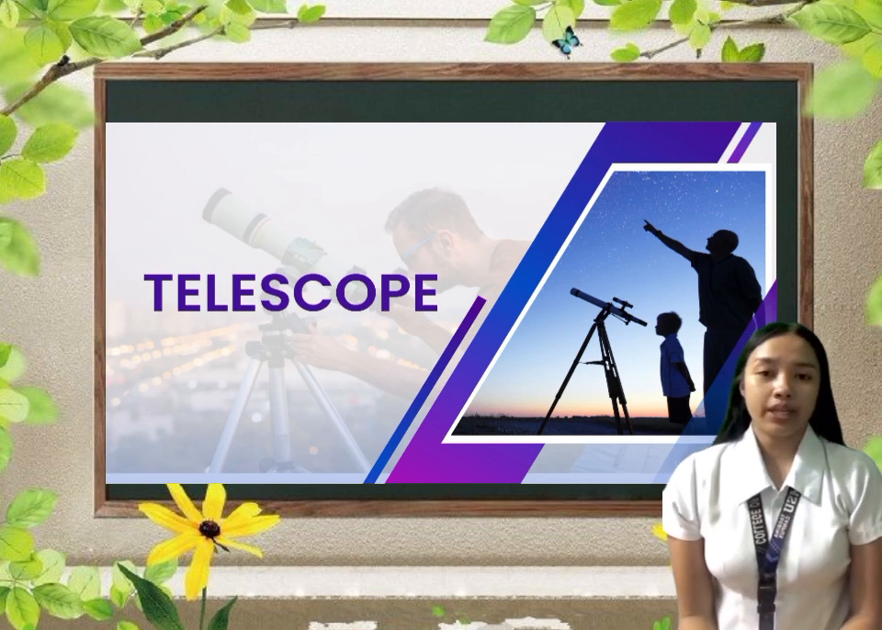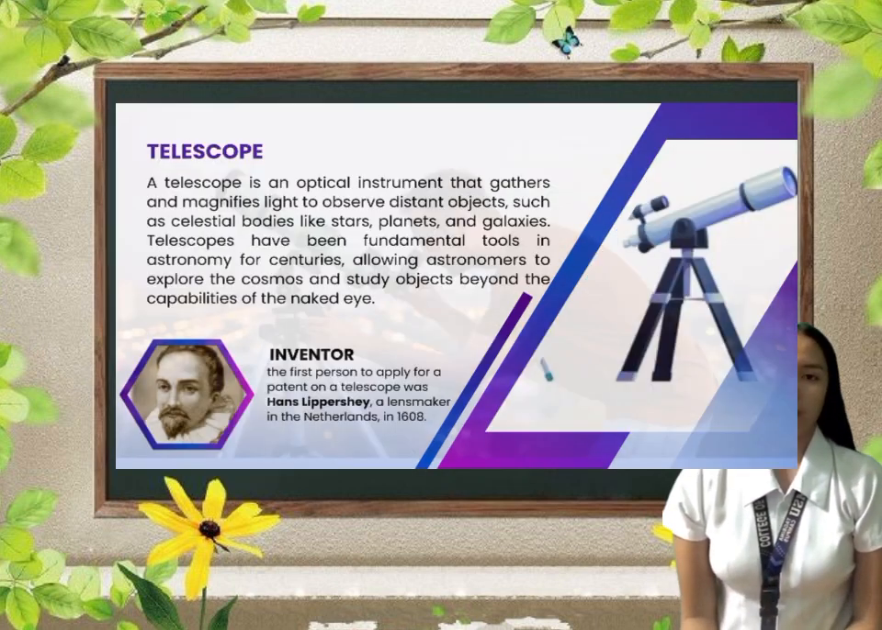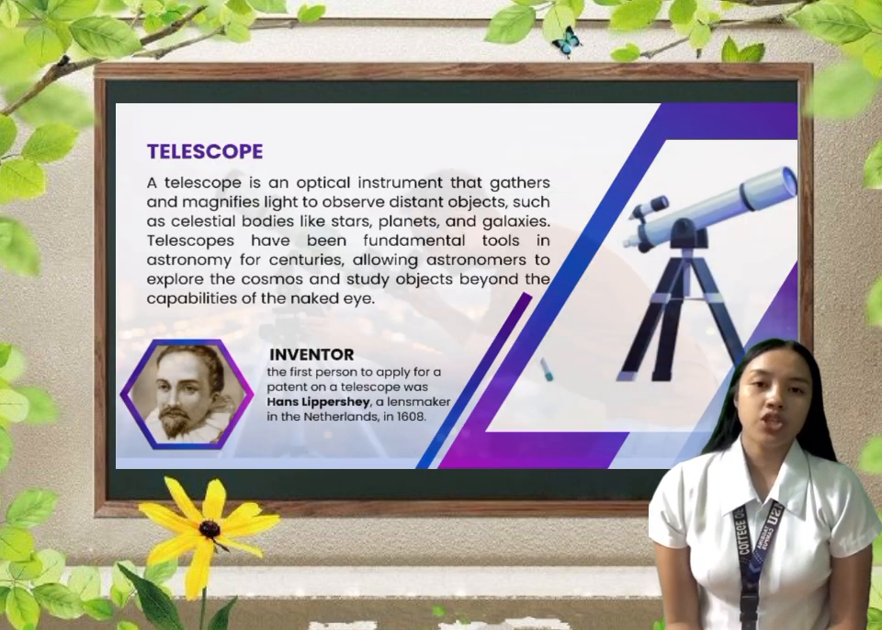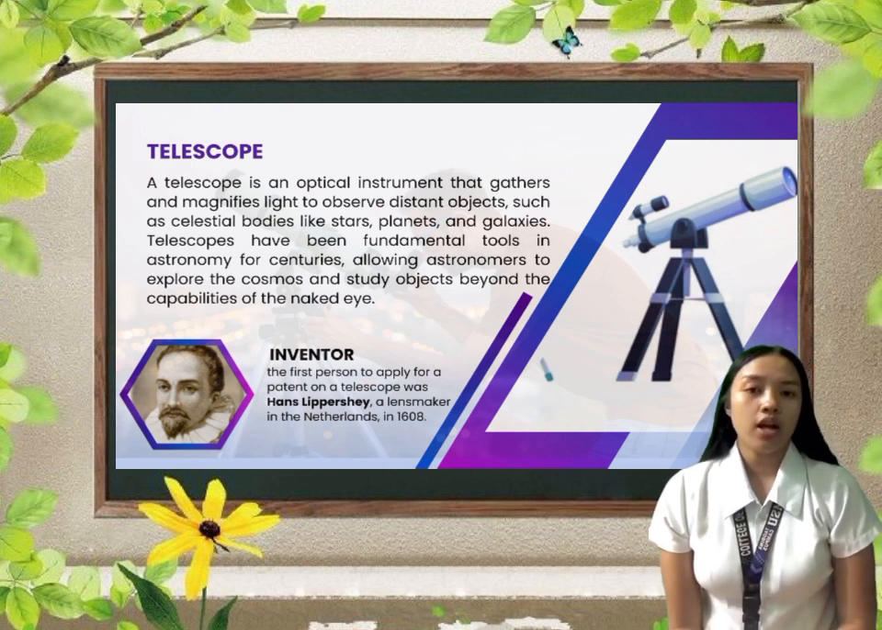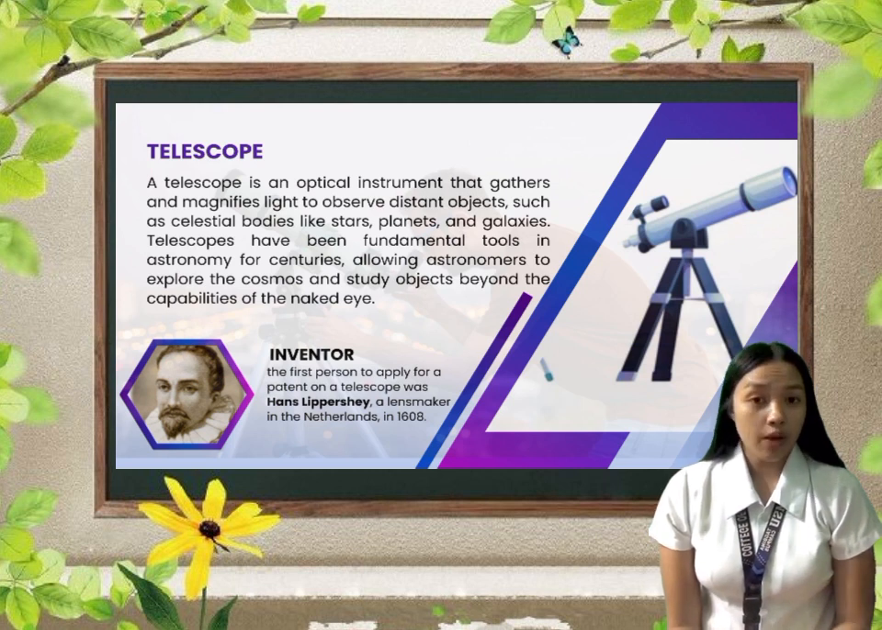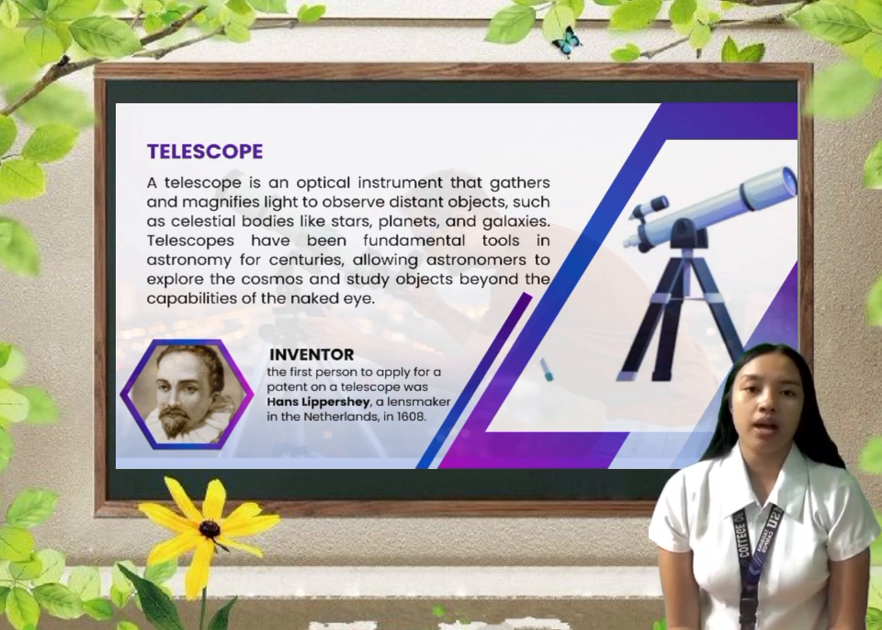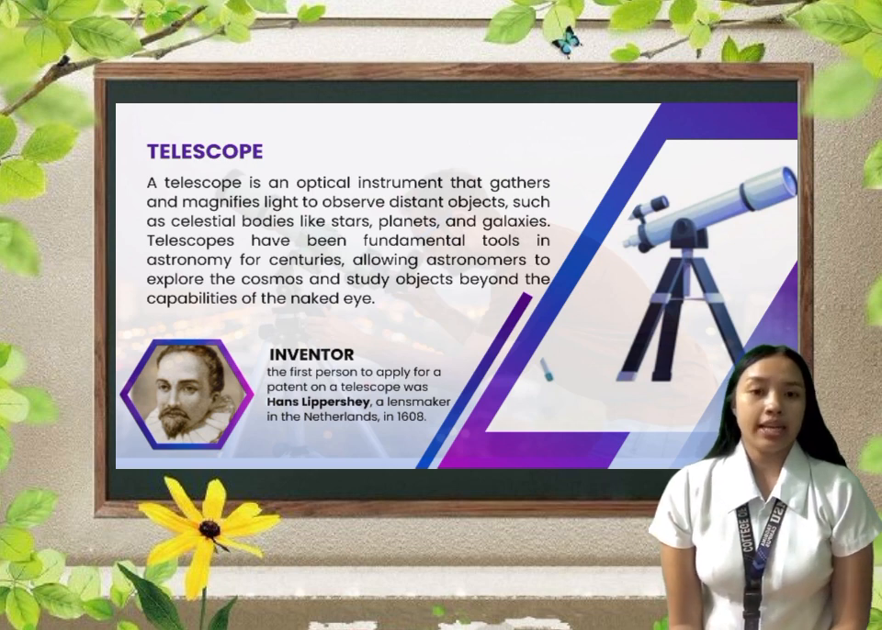The next topic that we need to discuss is the telescope. A telescope is an optical instrument that gathers and magnifies light to observe distant objects such as celestial bodies like stars, planets, and galaxies. Telescopes have been fundamental tools in astronomy for centuries, allowing astronomers to explore the cosmos and study objects beyond the capabilities of the naked eye.